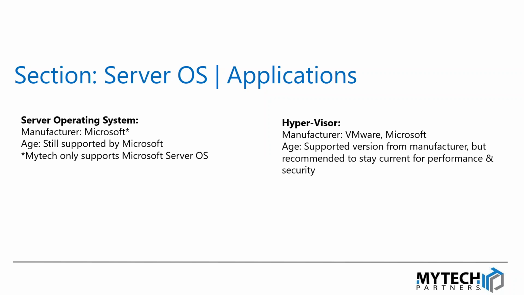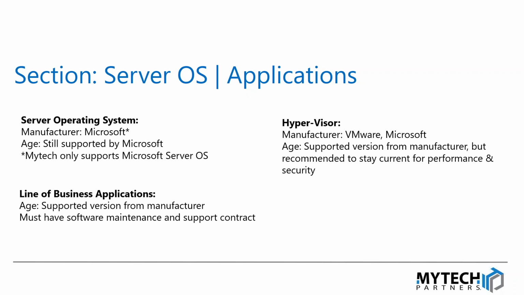Finally, not the last section, but the second to last section is around operating systems and applications. Really, from an operating system perspective and some of the key components of your infrastructure and even your line of business application, it needs to be a supported version. This is the biggest thing across the board, being a supported version. If Microsoft is not going to support it, if VMware is not going to support it, it's going to be really difficult, if not impossible, for Mytech or any other IT provider to support it.